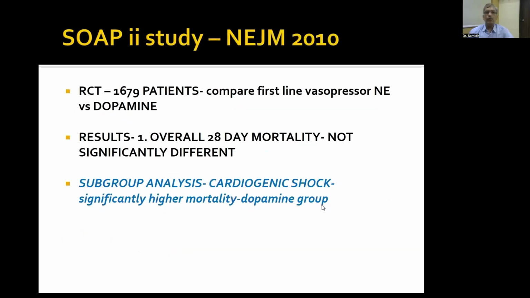There are very few studies which directly compare the first-line vasopressor norepinephrine versus dopamine in shock. And in the SOAP II study published in NEJM 2010, in the results, overall 28-day mortality, there was no difference. But in a subgroup analysis in cardiogenic shock, it was found that the mortality was higher in the dopamine group, probably because of the increased side effects of dopamine, especially the arrhythmias.